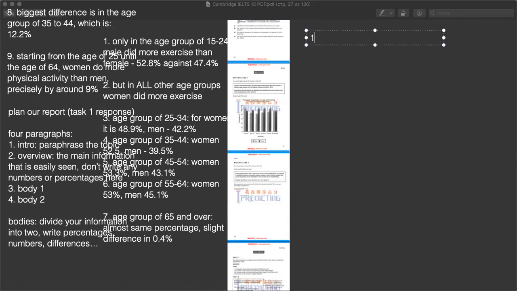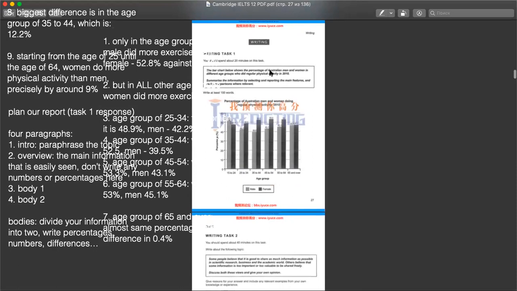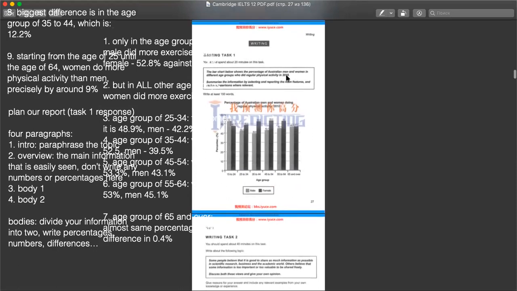Okay, so first of all, I should write the intro. I should paraphrase the topic. The topic was, if we zoom in here, the bar chart below shows the percentage of Australian men and women in different age groups who did regular activity in 2010. You should just write the same, but preferably in other words. So, for example, like this. This bar chart, because this is the type, you shouldn't change it.